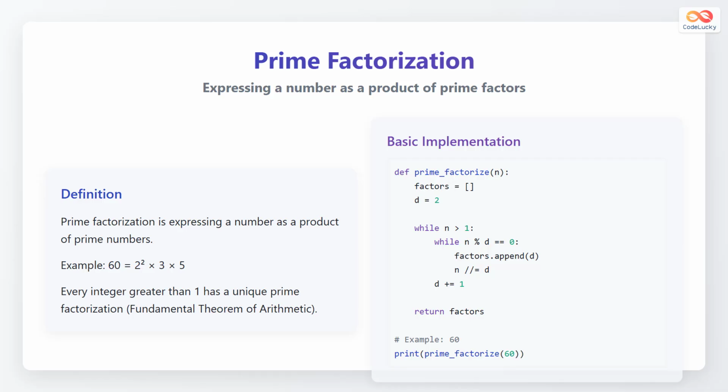Now let's delve into prime factorization. Prime factorization is expressing a number as a product of prime numbers. For example, 60 equals 2 squared times 3 times 5. The fundamental theorem of arithmetic tells us that every integer greater than 1 has a unique prime factorization.